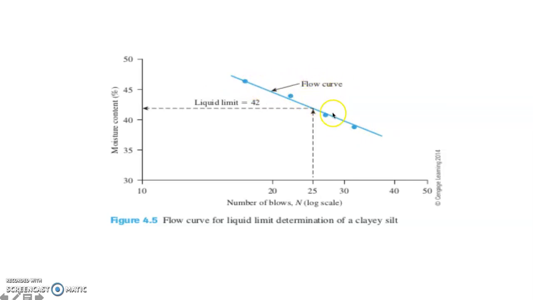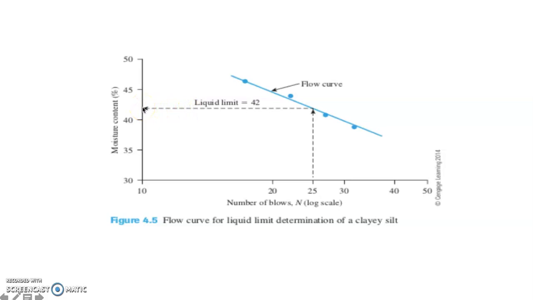So once you have plotted your flow curve, the dots which represent the number of blows with the corresponding moisture content, you're now going to identify the moisture content, the liquid limit. So how to obtain the liquid limit? As mentioned a while ago, the liquid limit is at the standard N equal to 25. So you locate on this axis 25. So from 25, you draw a vertical line. It should touch the flow curve. Once it touches the flow curve, you draw a horizontal line towards the y-axis.